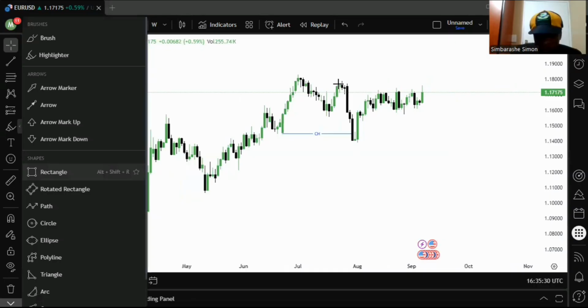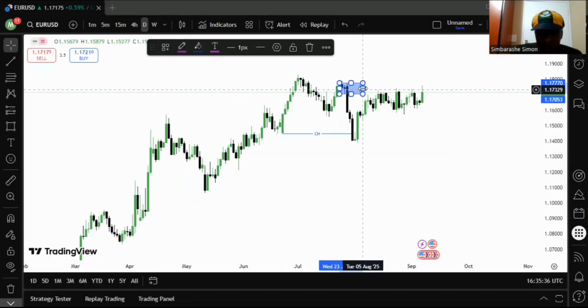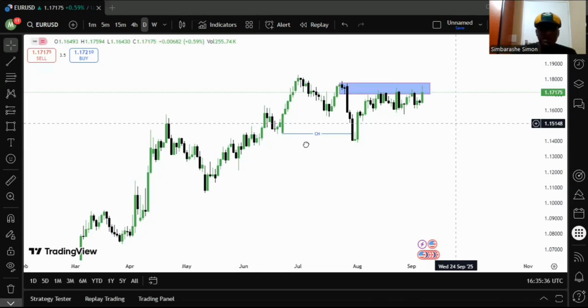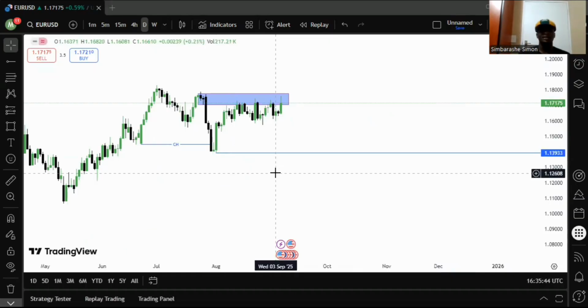Then here I can take a rectangle to just mark the supply zone. Simple, guys. And here I can take a horizontal ray or mark a low point. Something like this, guys. So what's complicated about this? You don't need to complicate things. Just leave things the way they are, guys, and follow a strategy. And this one is the simplest strategy that I've been using.